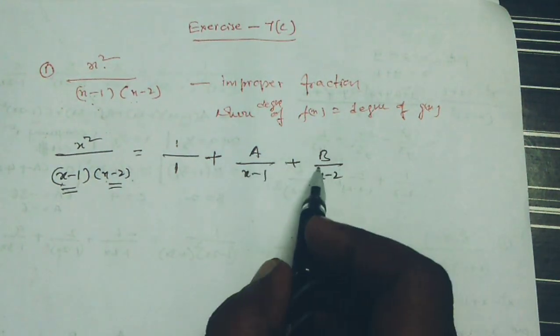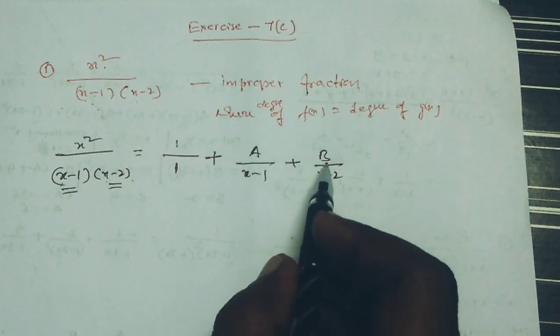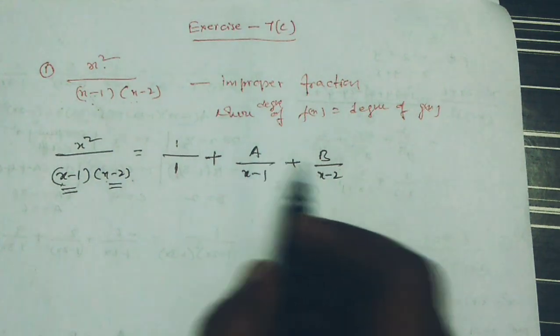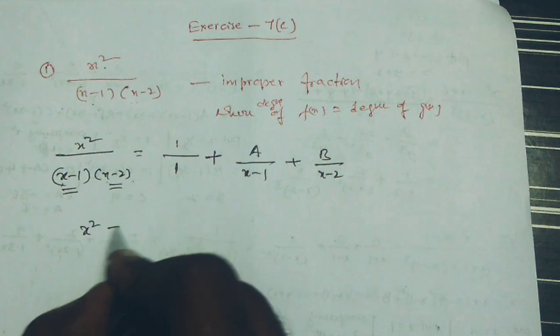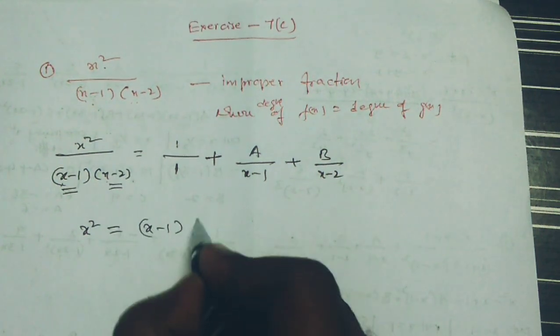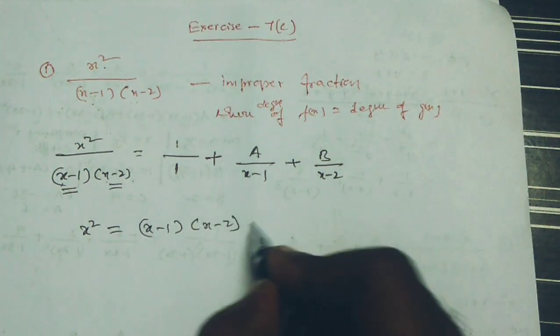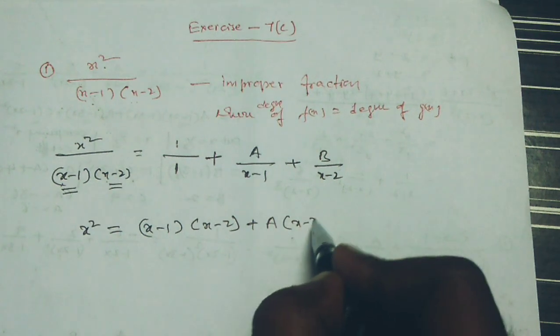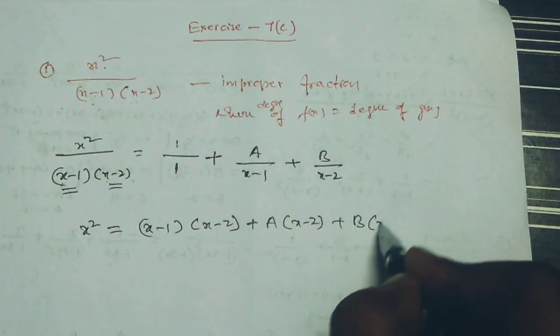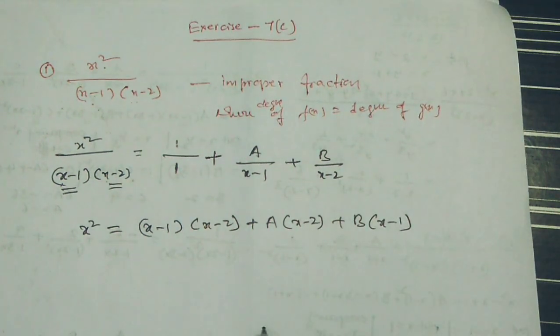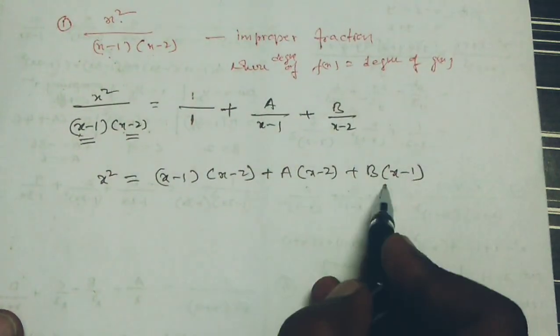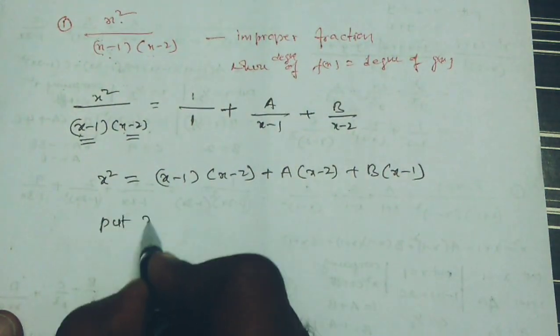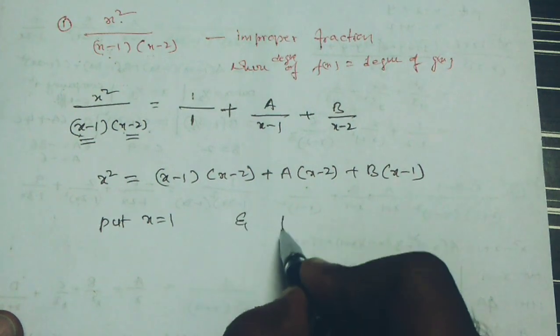Now we have to solve this and find the values of a and b. How to find a and b? So natural process, x square is equal to x minus 1 into x minus 2 plus a into x minus 2 plus b into x minus 1. So in order to find a and b, put x is equal to 1 and put x is equal to 2.